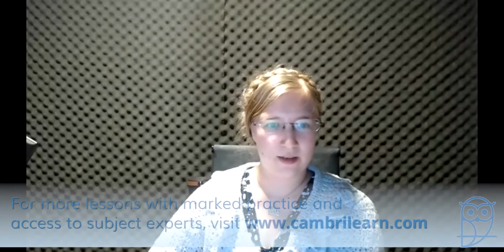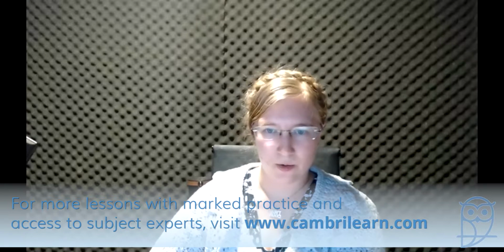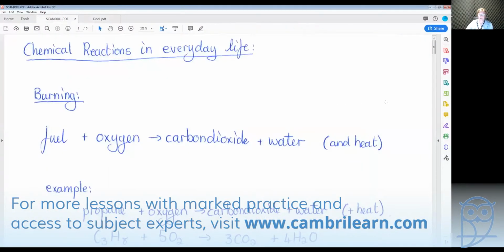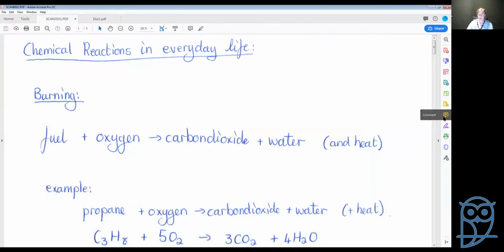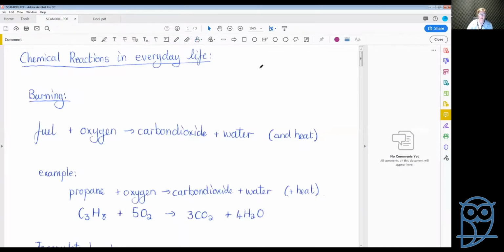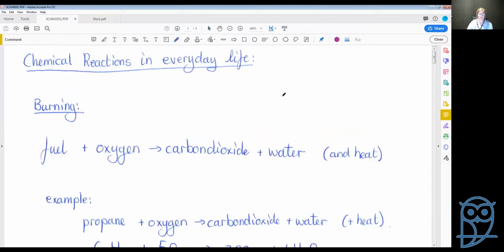So today we are going to be talking about chemical reactions in everyday life. So just grab a pen over here. Okay. So these are the kinds of common chemical reactions, and you guys are going to have to know at least the word equations of these reactions, the general ones.